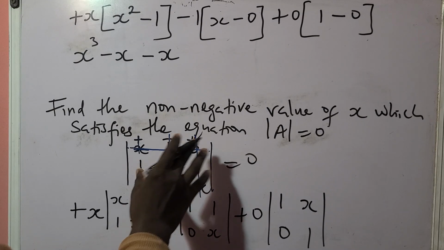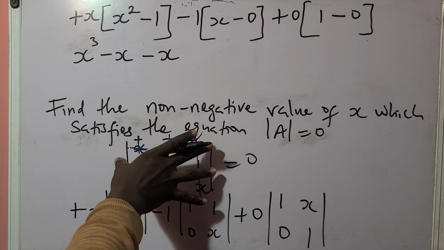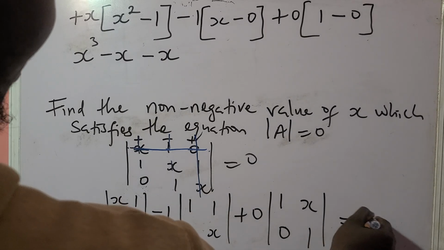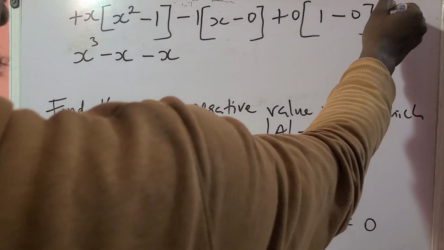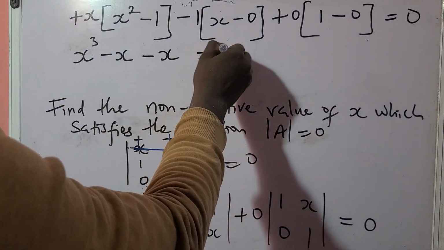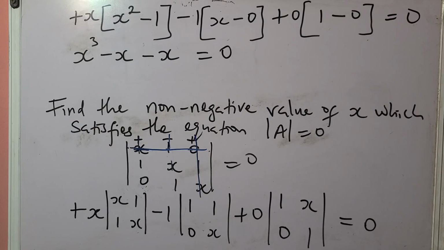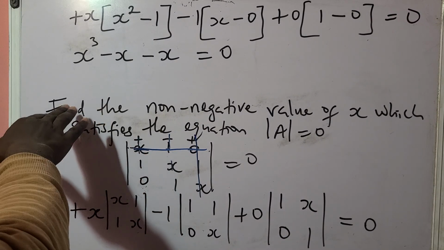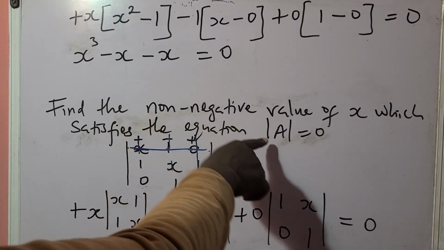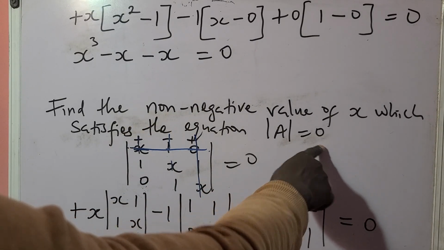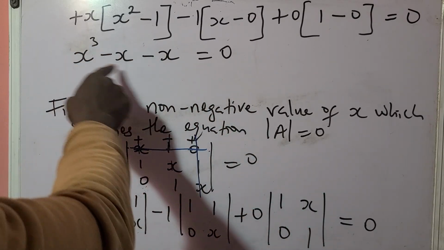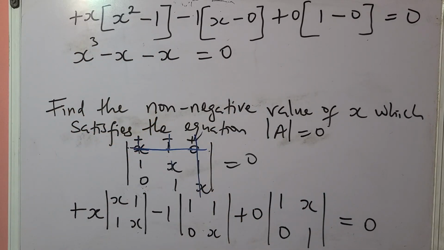Now, don't forget, this equation was equated to 0. So we have our equals to 0 here, which we are supposed to add. And then we also have our equals to 0 here, which we're supposed to add. So we also will be adding that here equals to 0. So this is the new equation we have gotten. Don't forget the question said find a non-negative value of x, which satisfies the equation. Now, this is the equation we're initially given, but we've been able to resolve the determinant of A. We've gotten this, and then we are equating that to 0.